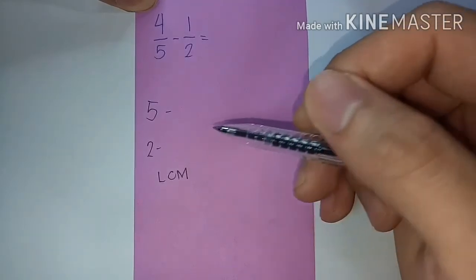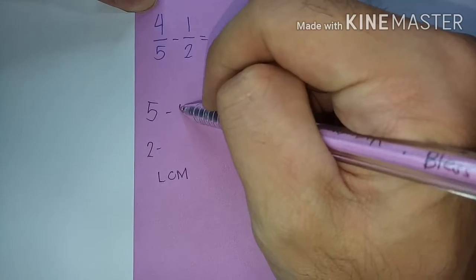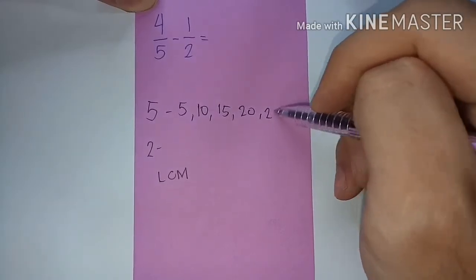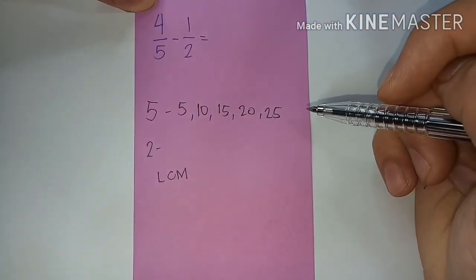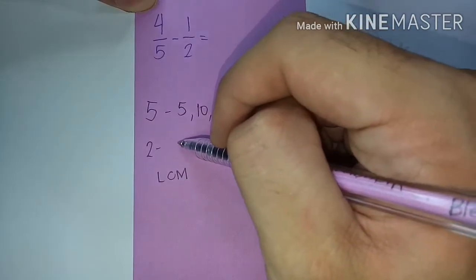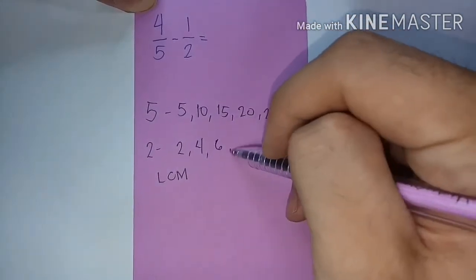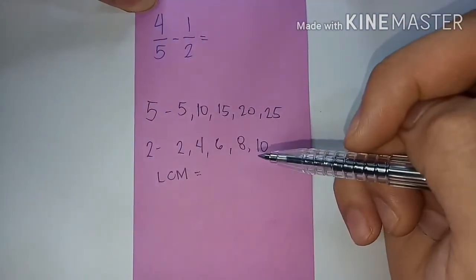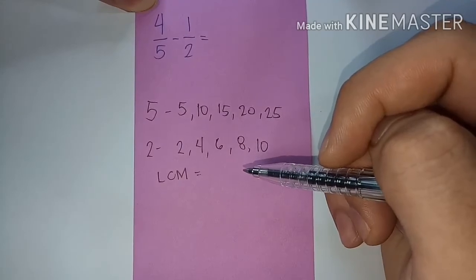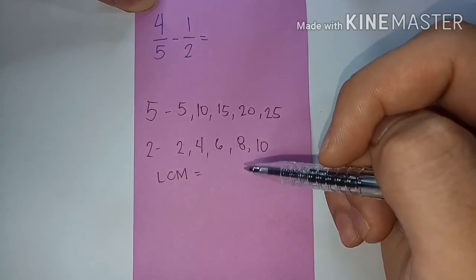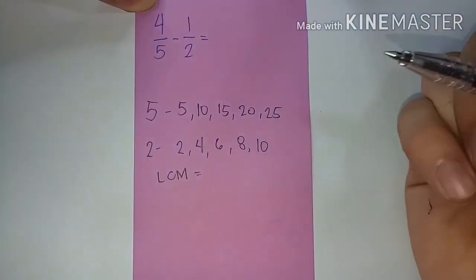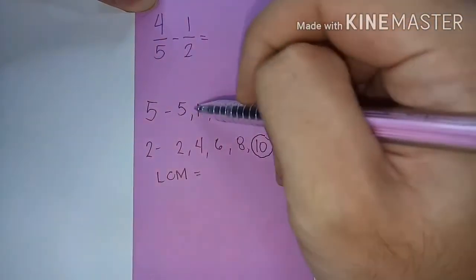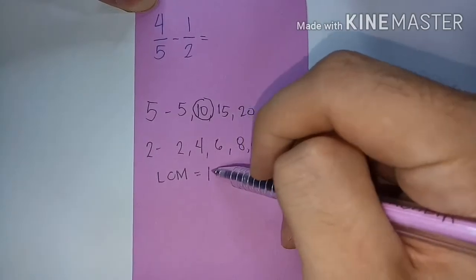So, alamin natin or sulat natin yung mga multiples ng 5. Ang multiples ng 5: 5, 10, 15, 20, 25, and so on. How about 2? Ano ang mga multiples ng 2? Sulat natin 2, 4, 6, 8, 10, and so on. So again, ang hinahanap natin muna ay ang LCM or least common multiple o yung pinakamababang magkatulad na multiple. Alin dito yung pinakamababang magkatulad? So, kaya ang pinakamababang magkatulad ay ang 10. So, ang LCM ay 10.